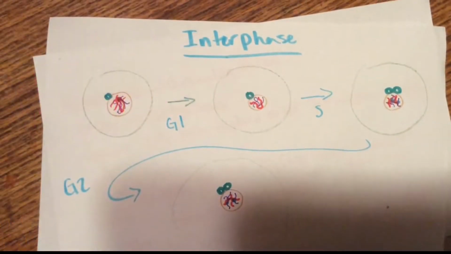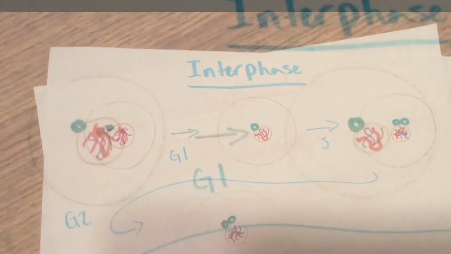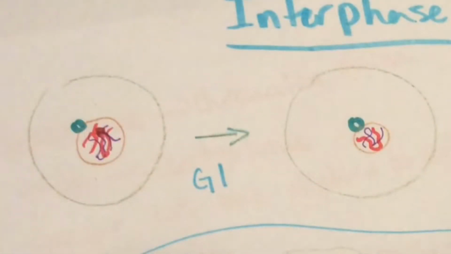Let's start with interphase, where the cell spends most of its life. In the first growth phase, which is called G1, the red and purple inside the nuclear membrane represents the unwound chromosomes, and the green circle represents the centrosomes.